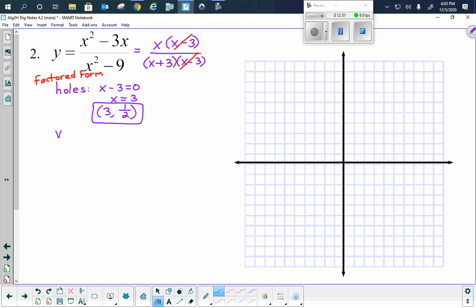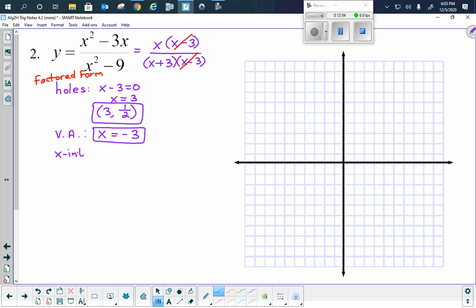Vertical asymptotes then come from what's left that x cannot be after you've done holes. So notice in the factored form, I still have x plus 3 in the denominator. That means x can't be negative 3. So therefore, there's an asymptote at x equals negative 3.